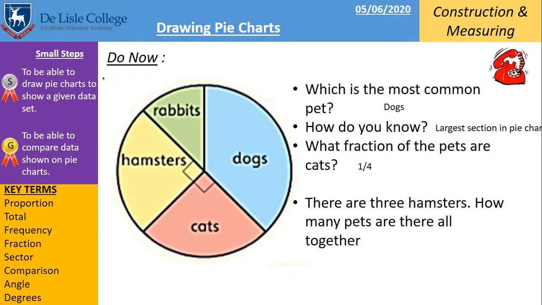There are 3 hamsters. How many pets are there in total? Well, again, hamsters represent a quarter. If we're told a quarter of the circle is now worth 3, because there are 3 hamsters, we can times that by 4 and we'll get to 12 in total. So there are 12 pets in total there.